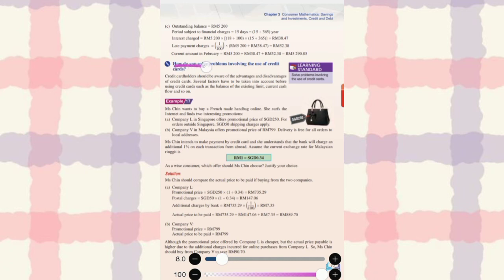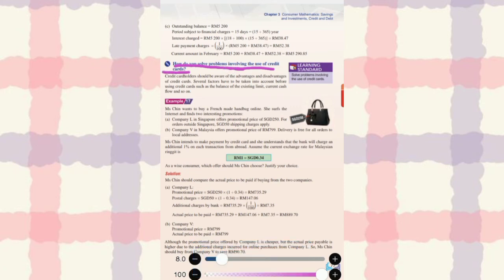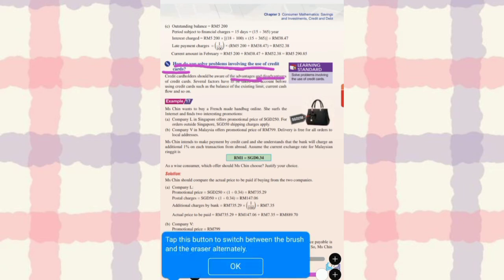How do you solve problems involving the use of credit cards? Credit card holders should be aware of the advantages and disadvantages of credit cards. Several factors have to be taken into account before using credit cards, such as the balance of the existing limit, current cash flow, and so on.